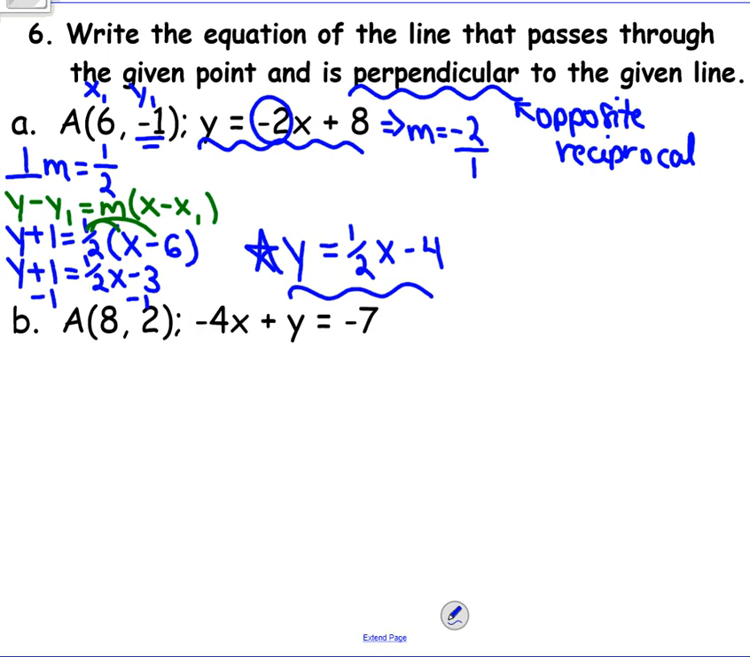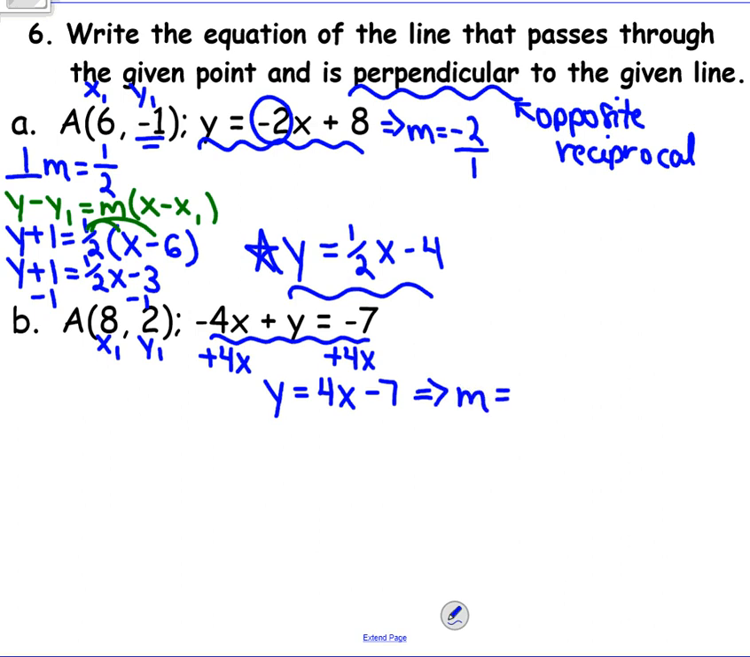Okay, let's tackle it again in part B. We have an ordered pair, 8, 2. That's our x sub 1, y sub 1 ordered pair. And our problem with our equation, it's in standard form here, but we need to change it into slope-intercept form so we can find the slope, which means we need to get that x term over to the other side because y needs to be by itself. So let's add on 4x to both sides. So we should be left with y equals 4x minus 7.